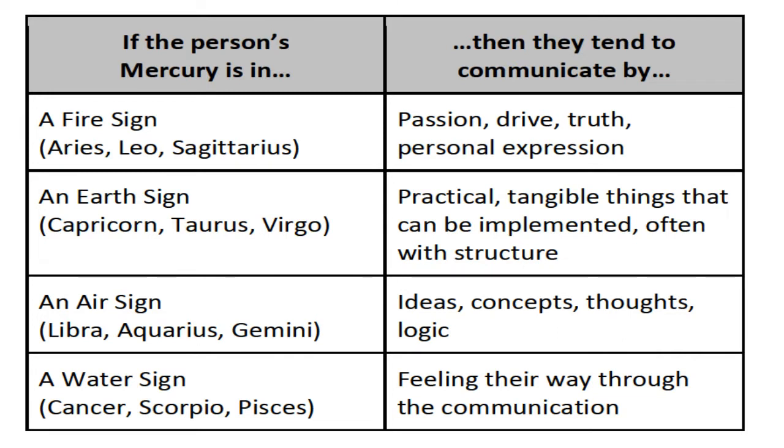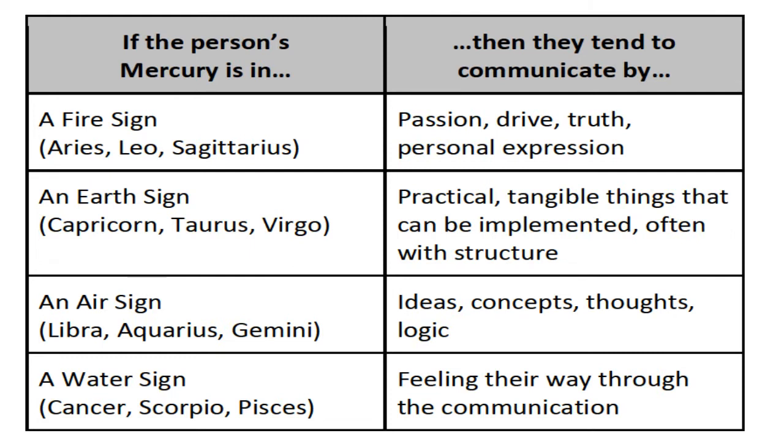If somebody's Mercury is in a fire sign, Aries, Leo, or Sagittarius, then they tend to communicate through passion, drive, truth, personal experience, personal expression, right? So when you're talking, make it about them, talking about their passions, what their truth is, and relating to that.